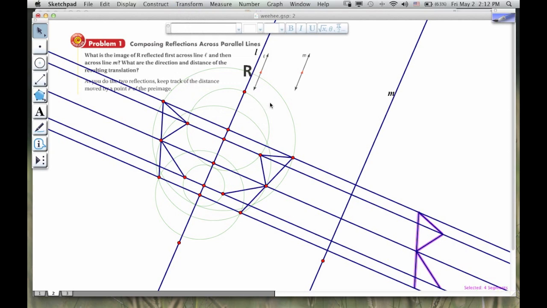So the image of R reflected first across line L and then across line M is a translation, and the distance of the resulting translation is 25.53 centimeters, by measuring the same point on the first and the last reflection.